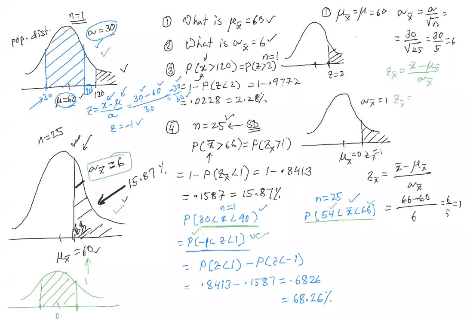x bar is, let's say 54, that's the one we are doing first, minus mean is 60 divided by standard deviation is 6, which is going to give you -1. So that's -1. And if you do the exact same calculation for the other one, z sub x bar is equal to x bar is 66 minus 60 divided by 6 is just 1. So this is 1.